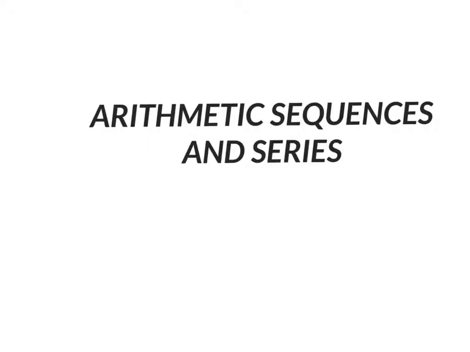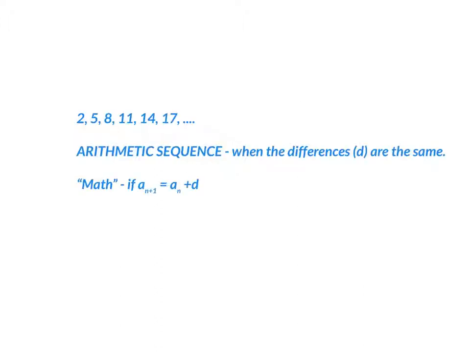All right, guys, yesterday we did sequences and series in section 1. Now we have a special kind of sequences and series called arithmetic. An arithmetic sequence is a sequence in which the differences between all the numbers are the same.